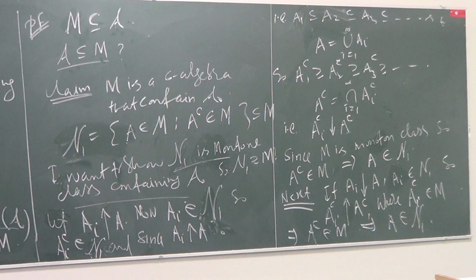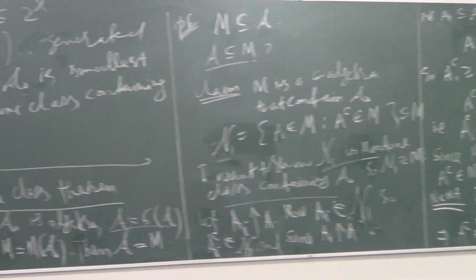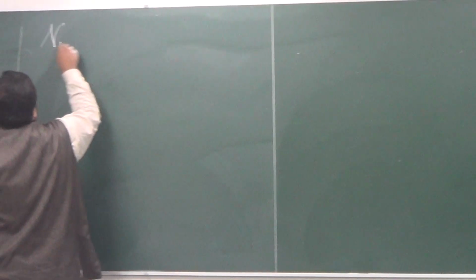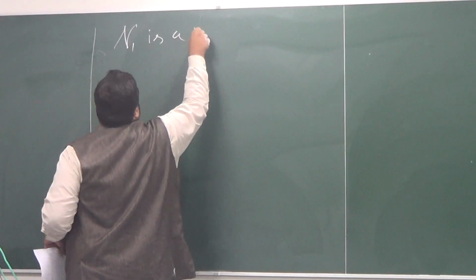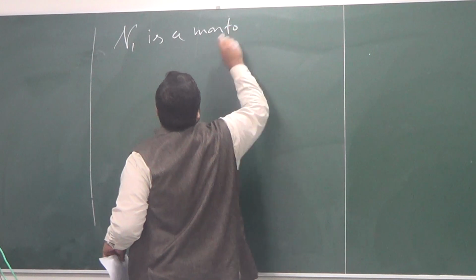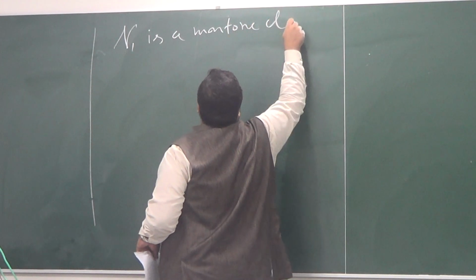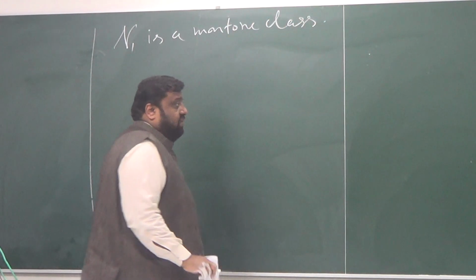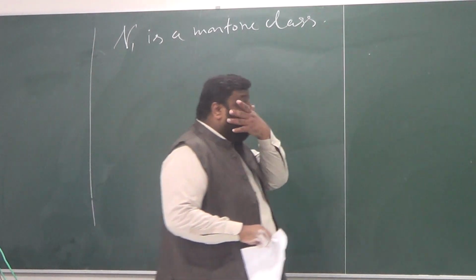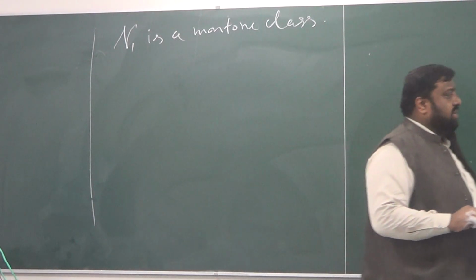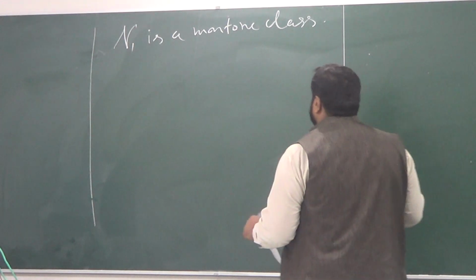Okay, so what we have shown so far is that N1 is a monotone class. Okay, so we showed that it's a monotone class. So next I would like to show that N1 contains A naught.